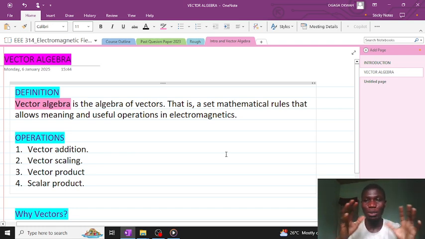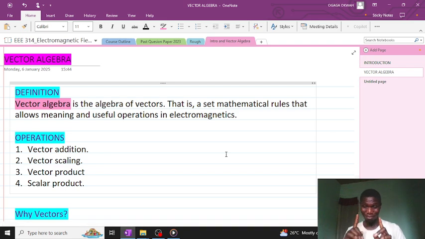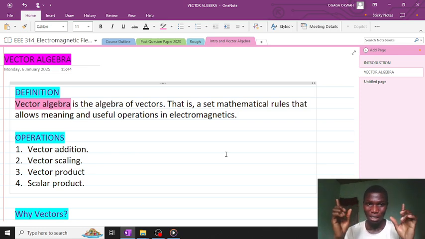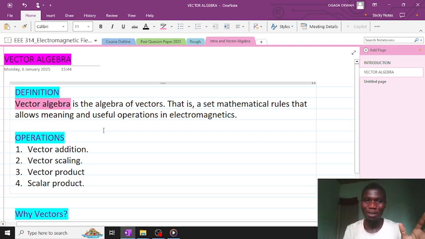Now when we say vector algebra, from our general maths in secondary school, we know that algebra has to do with equations or expressions involving numbers and letters. So vector algebra, it sounds a bit funny, but it's simple. Vector algebra is the algebra of vectors.